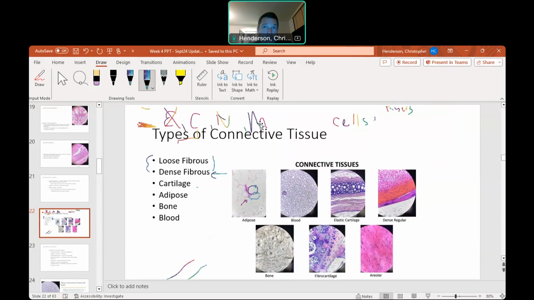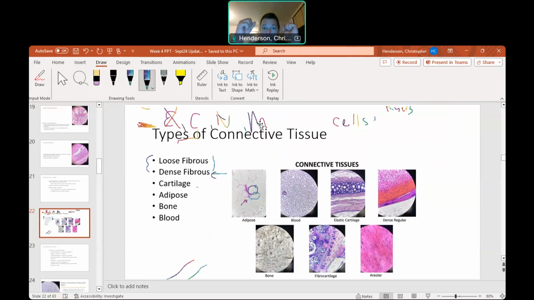What is fibrous connective tissue? There is loose and there's dense. What is loose connective tissue? Areolar and reticular. Where do you find areolar? You find that underneath the epithelial tissue. Since it's loose, it has room to supply blood to the avascular epithelial tissue.